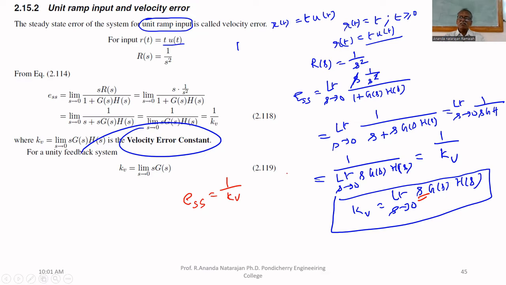They are talking about the system. If you give a step input, the steady state error will be this much. If you give a ramp input, the steady state error will be this much. If you give a parabolic input, the steady state error is this much. That is the meaning. They are actually talking about the system. Velocity error constant is a property of the system. So we can talk about the property of the system in terms of position error constant, velocity error constant, and acceleration error constant. The acceleration error constant is yet to be seen.